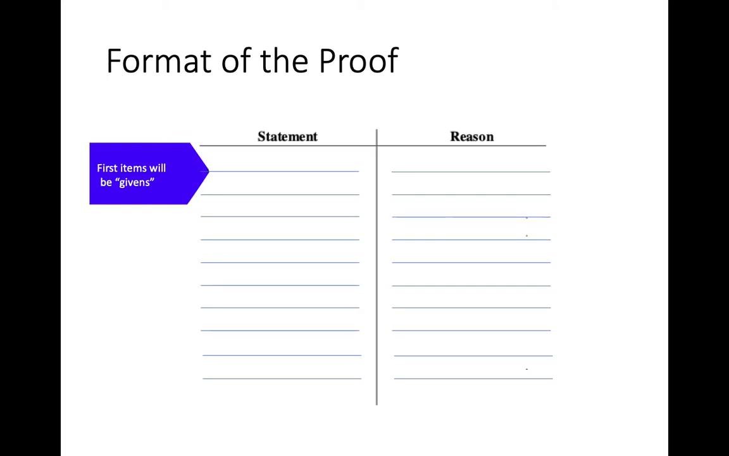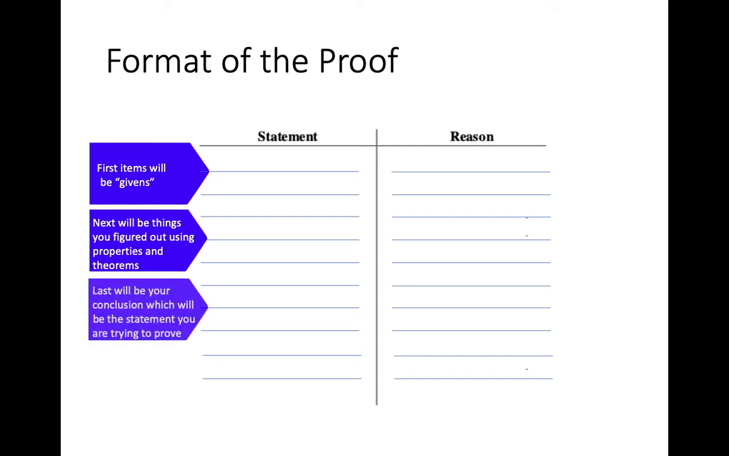In most of the proofs, there will be three types of statements. There will be the items that were given. So they'll tell you or show you certain things in the problem. You will list those as given, that you're building on those to get to your statement of congruence. Then will be the things that you figured out using properties and theorems. And then will be the conclusion, which should be the statement that you're trying to prove, that the triangles are congruent.